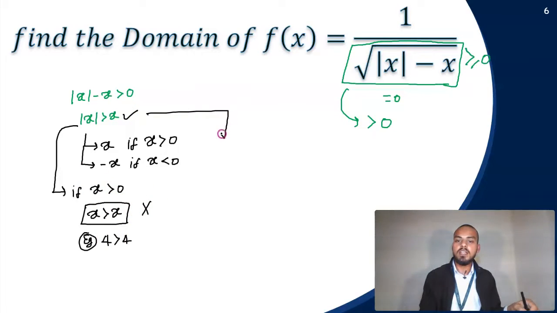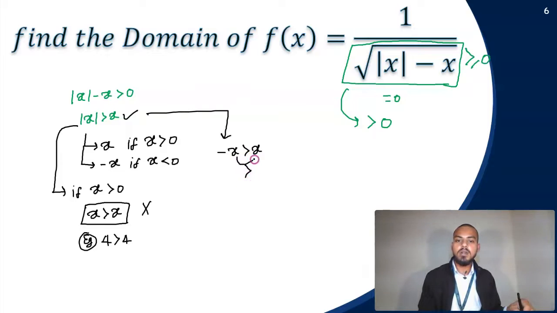Now let's apply our second condition. If x is less than 0, in this case mod x is equal to minus x, and minus x is greater than x. Here, minus x doesn't mean the number is negative. Maybe it is negative or positive. It fully depends on the value of x. So we can write minus x greater than x, and you can also solve it like this.